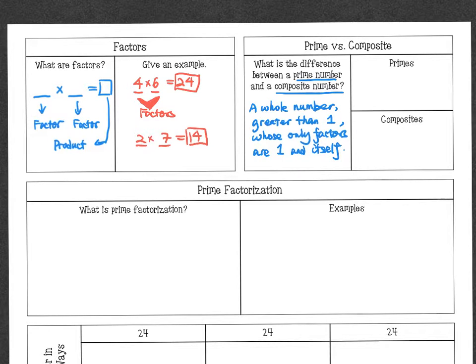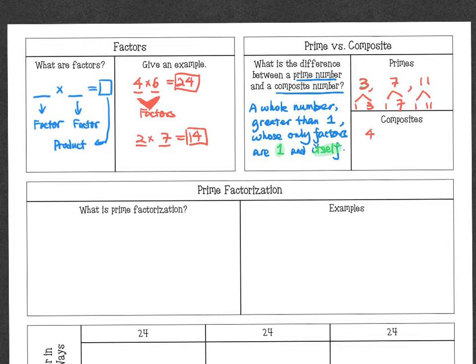So in other words, I have a number where only 1 and the number itself are factors of the number. There are no other factors. So here are some examples. 3, it's 1 and 3 only. 1 times 3, you can't find another factor. 7, 1 times 7. 11, 1 times 11. So those are prime numbers.